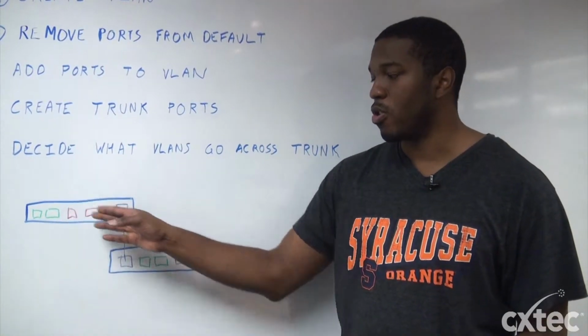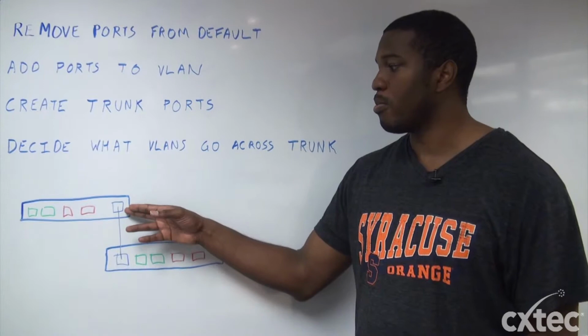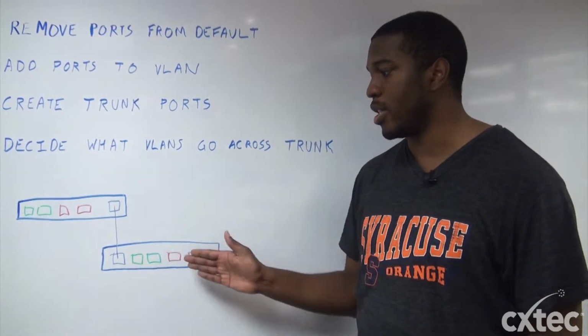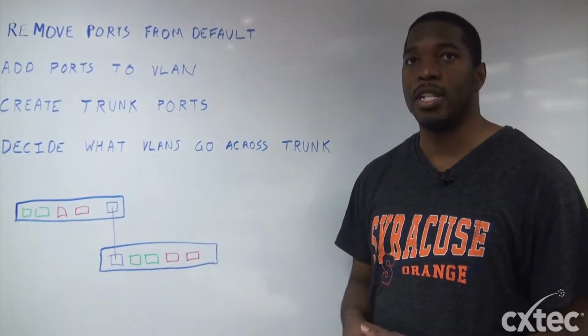Access ports, these ports over here, can only carry one VLAN. Trunk ports carry multiple because they're all going to the next switch to expand the VLAN over distance.